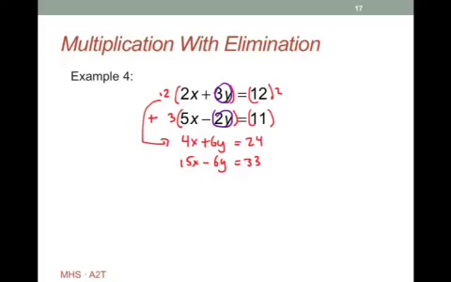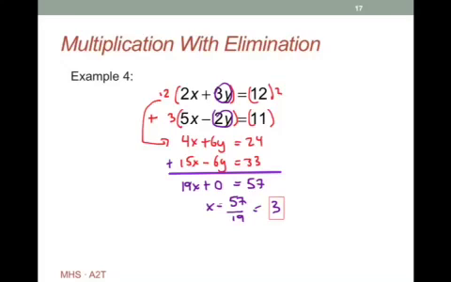If I then add these two equations together, the plus 6y and the minus 6y will cause the y's to go away, and I'm left with just x's. And that's my goal. I want the y's to go away. I add them together. I get 19x equals 57. Divide both sides by 19, and I'll get x equals 3.